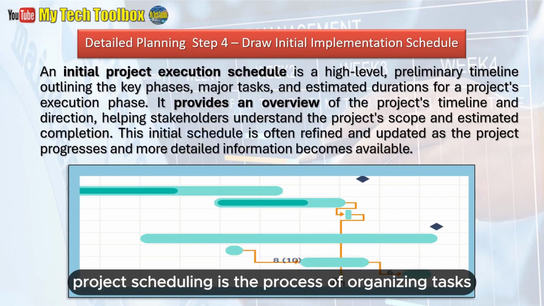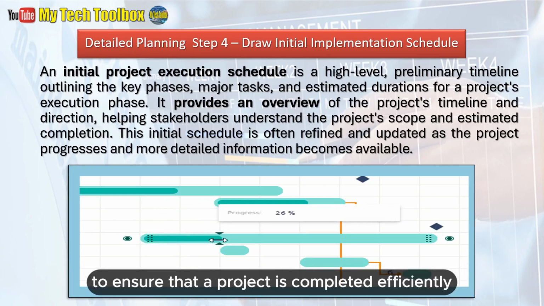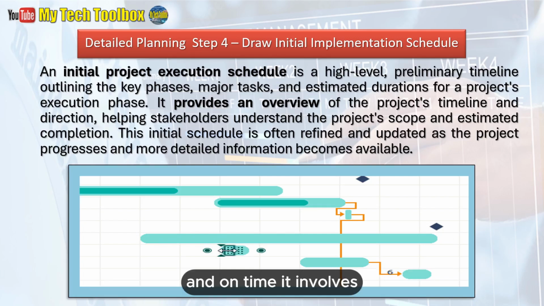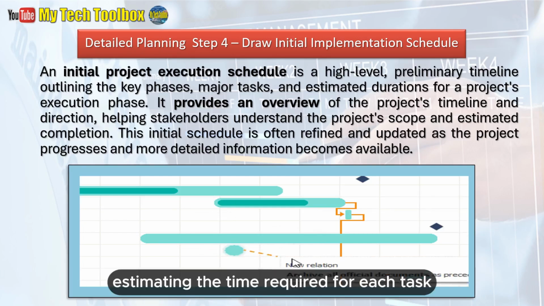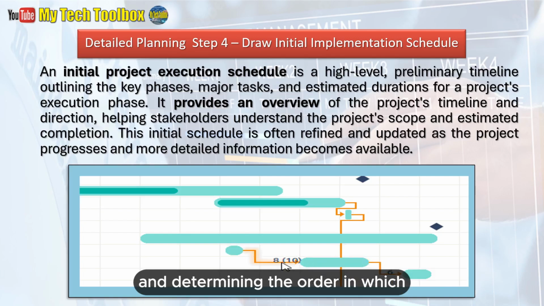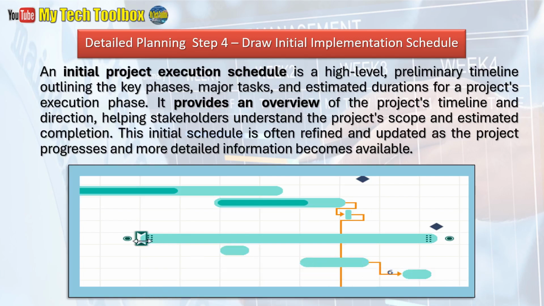Project scheduling is the process of organizing tasks, resources, and timelines to ensure that a project is completed efficiently and on time. It involves breaking down the total work into manageable activities, estimating the time required for each task, and determining the order in which tasks should be performed.